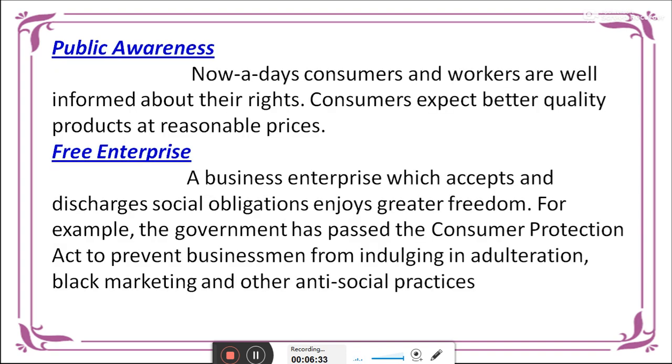Next, public awareness. We have to provide knowledge to the public by giving them a number of things. By giving knowledge, they become aware of the society. They will also see what is good, what is bad, and what is good for health.